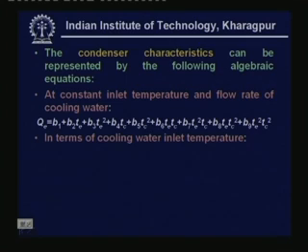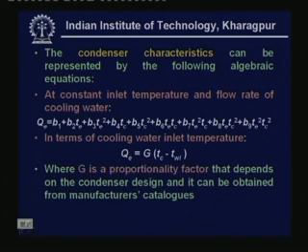And in terms of cooling water inlet temperature, you can also write QE is equal to G into Tc minus Twi, where Tc is the condenser temperature, Twi is the water inlet temperature, and G is a proportionality factor. Its units are kilowatt per Kelvin or ton per Kelvin, and the value of G depends upon the condenser design, and it can be obtained from manufacturer's catalogs.